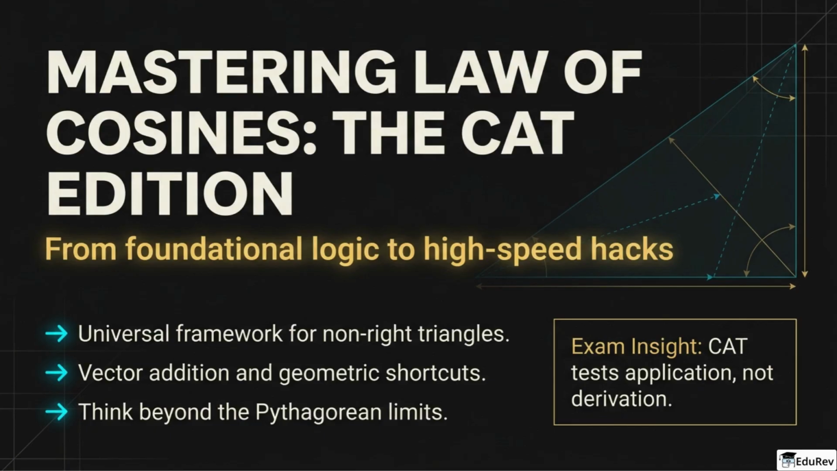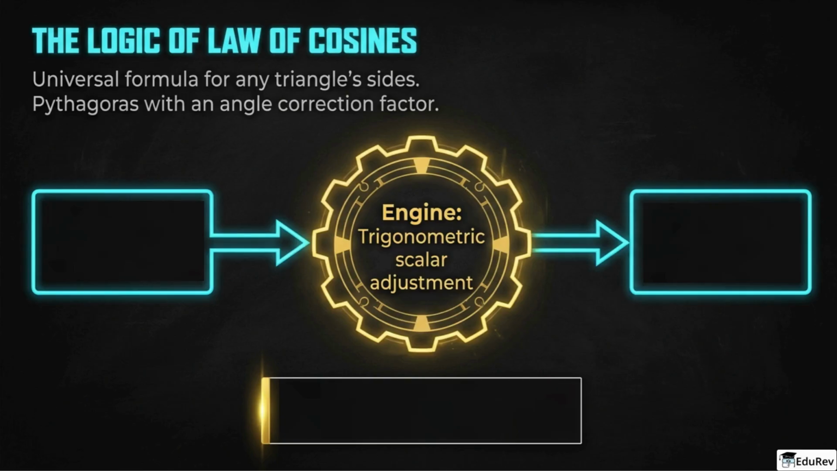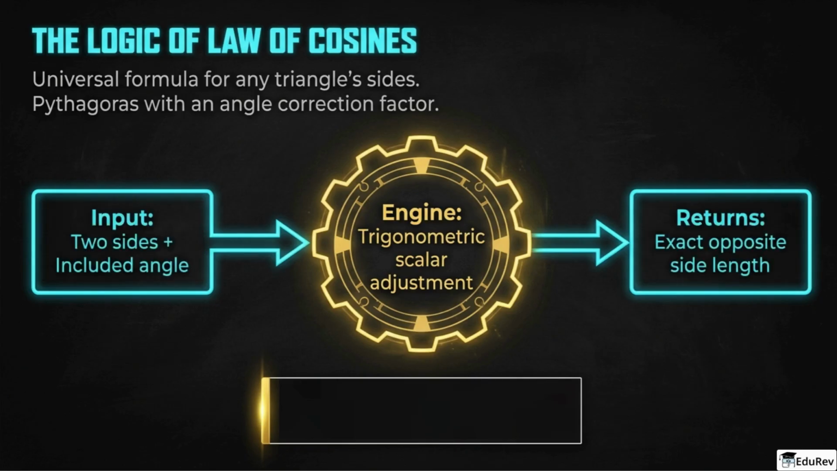The best habit here is to stop seeing it as a formula and start seeing it as a shortcut for non-right triangles. The logic is beautifully clean once you see the structure. You begin with two sides and the included angle, and the formula gives you the opposite side exactly. In spirit, it is Pythagoras with an angle correction factor, which means it works even when the triangle is not right-angled. That's the main exam advantage. It identifies the missing link instantly and avoids forcing a right triangle mindset where it does not belong.